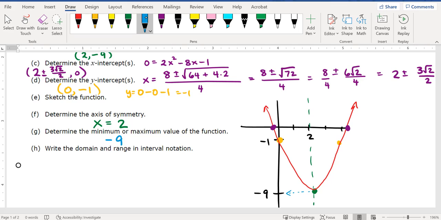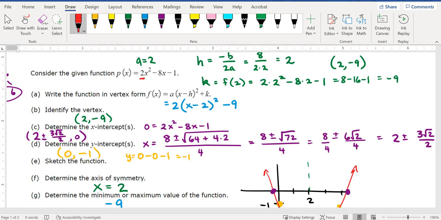And then last but not least, write the domain and range. The domain of a quadratic is always negative infinity to infinity. And the range, we have a minimum value, so we're going to start at negative 9 and go all the way up to infinity. Now let's see if we can input this into our calculator.